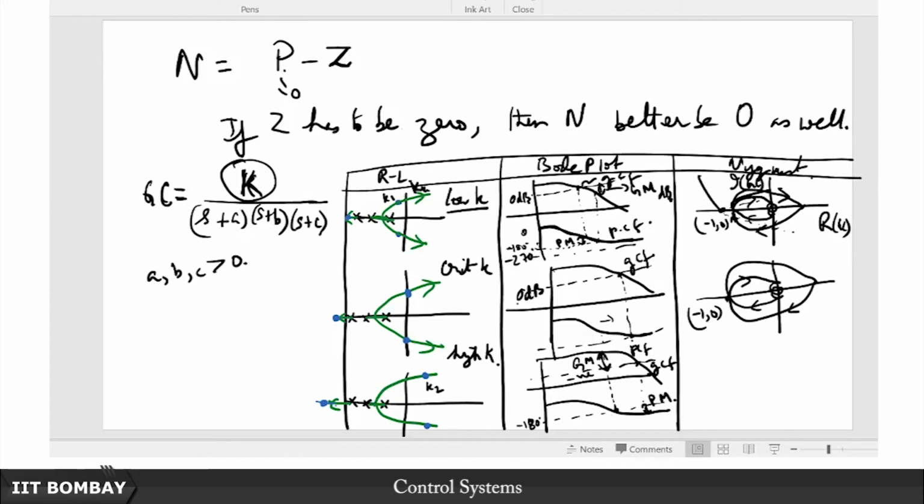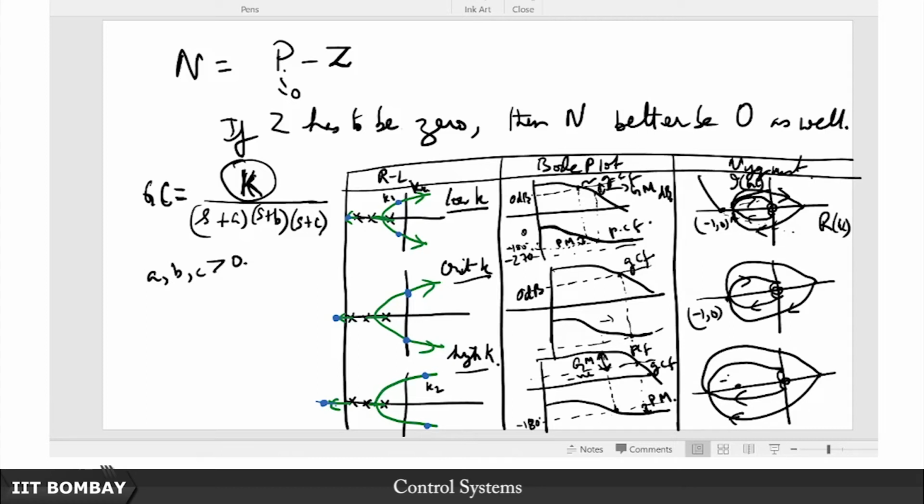And finally, if you increase k even further beyond this critical k, if you choose very high k, then you will have this Nyquist diagram that will look something like this. Of course, the shape will remain identical, but the encirclements will change, and now you see that this is what happens.